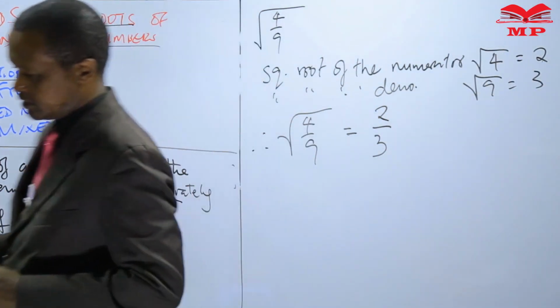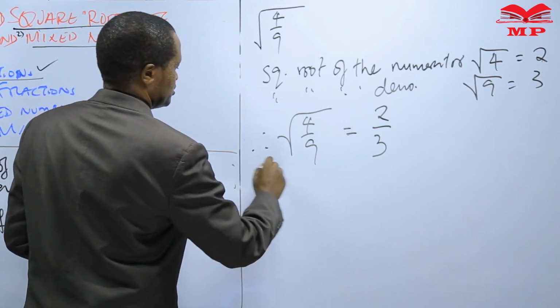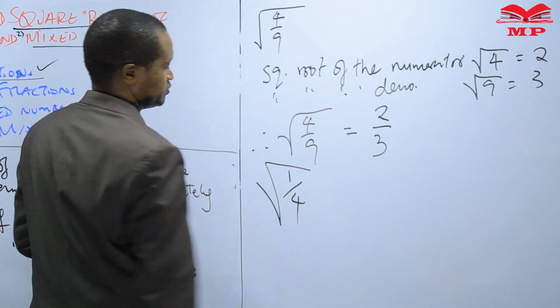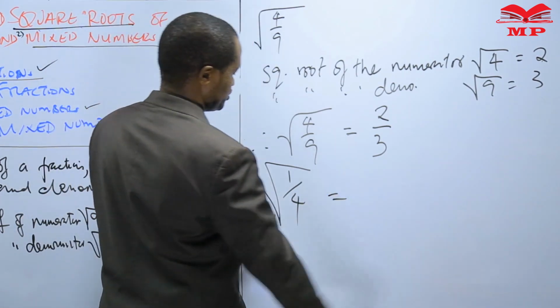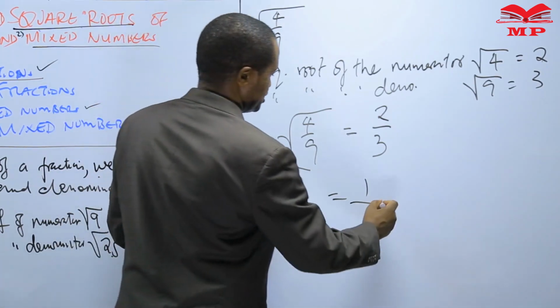The square roots of the numerator and the denominator are found separately. Let's try another example, that is 1 over 4. Square root of 1 over 4. The square root of the numerator is 1, the square root of the denominator is 2.